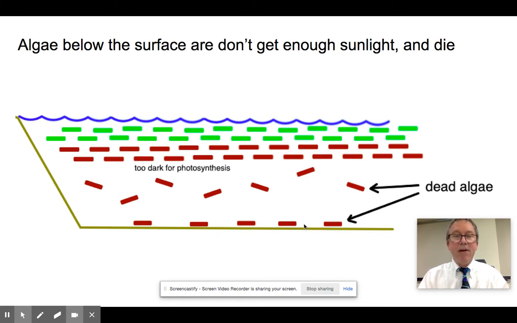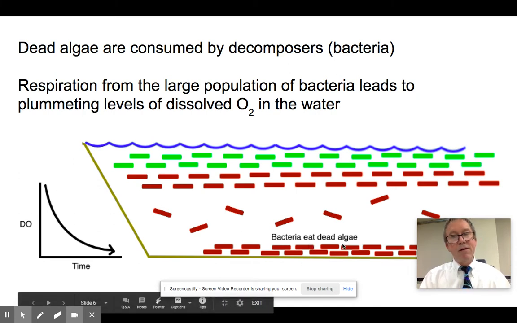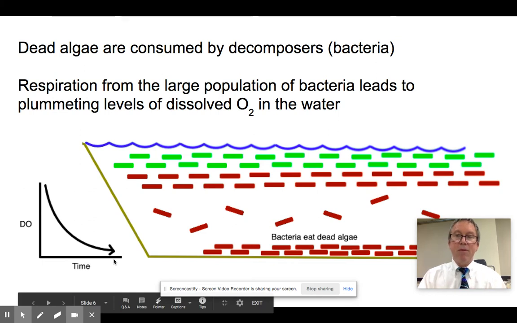Now I have all these dead algae piling up at the bottom. Well, these dead algae, as it turns out, are food for bacteria. So the bacteria that are also in this aquatic system, now we have like a bacterial bloom, right? They go crazy because now there's all this food for them to eat. And as they munch on this, remember, bacteria are non-photosynthetic, at least these ones are. And so they respire. And when they respire, they take oxygen out of the environment. So the dissolved oxygen in the water plummets. And that's the problem with eutrophication.